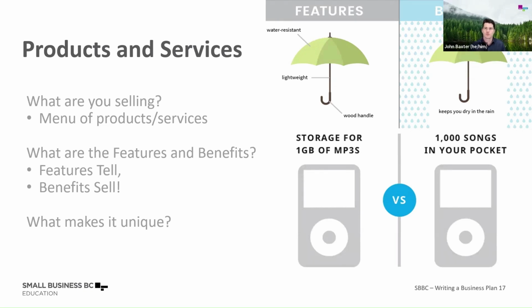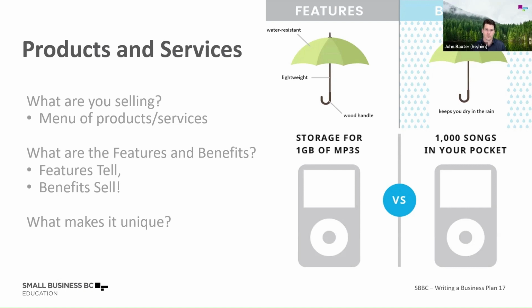In the next section, products and services, this is where you're going to talk about what you're selling. It can act as sort of a menu of products or services. This can be a literal menu if you're a restaurant, or it can just be a list of the products that you provide. You can use the old adage of features and benefits to describe what you are selling in your business.